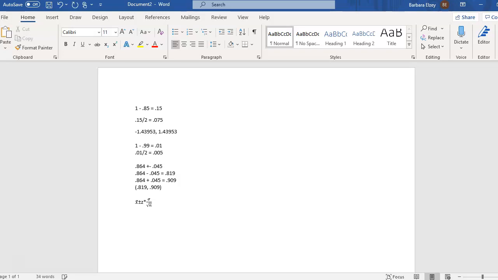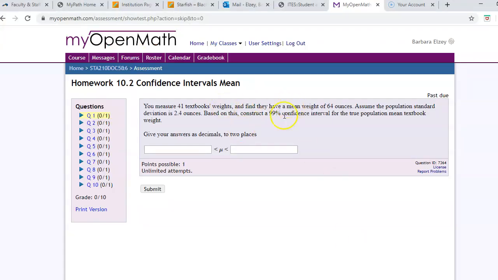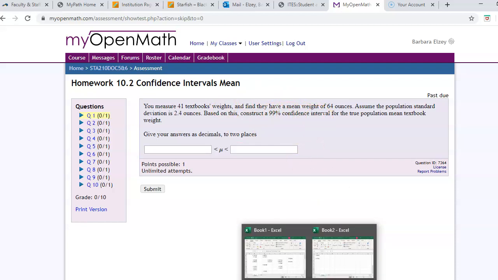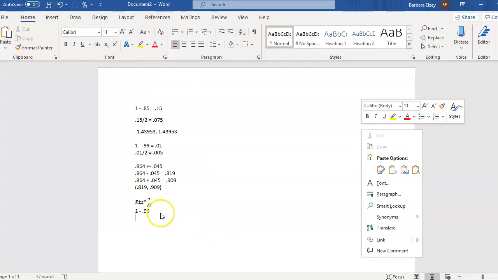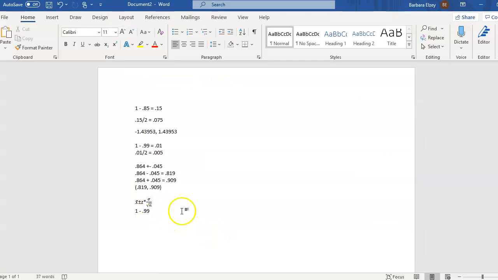So to get our Z, remember what we did is we subtract our confidence level as a decimal from 1. So our confidence level was 99%, a 99% confidence interval. So we're going to subtract that from 1, and then, of course, after we do that, we'll divide by 2. And if we divide that by 2, we get 0.005.